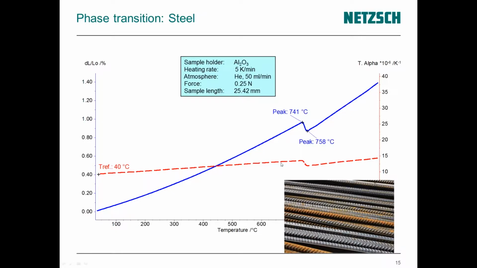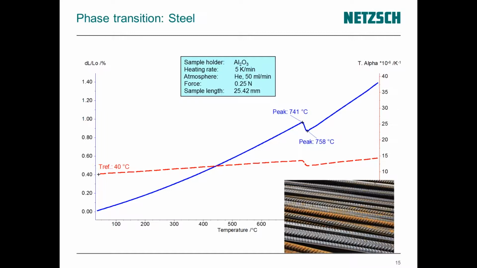As a next example, I have here the measurement of a steel sample. So in blue, you see the thermal expansion, and in red, the coefficient of thermal expansion, and in this case, it's the mean coefficient of thermal expansion. And what you see here between 740 degrees C and 760 degrees C is a step in the expansion curve due to the alpha-gamma transition inside the steel sample.